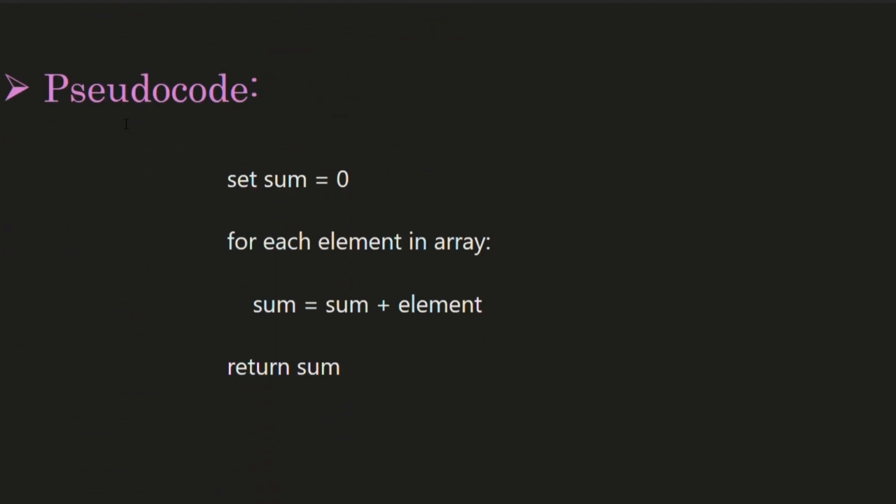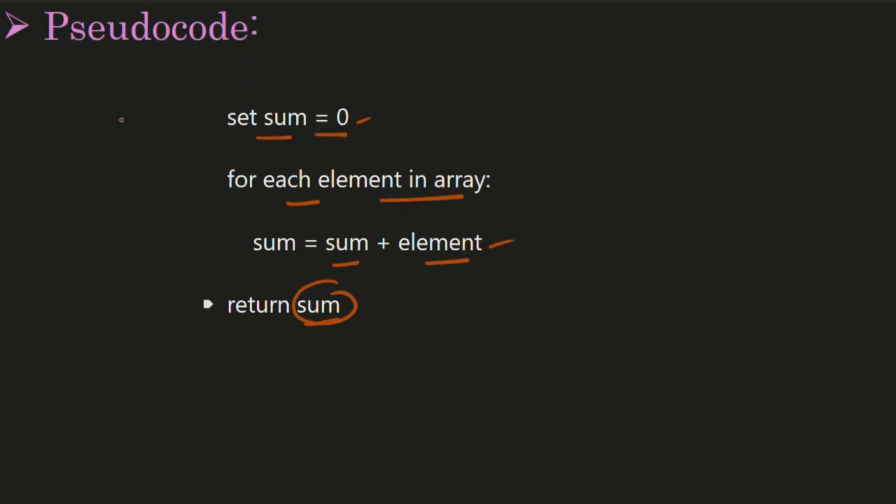Let's see the pseudocode. Set sum equals 0. For each element in array, sum equals sum plus element. Return sum. We initialize the sum as 0. Then for each number in the array, we just add it to the sum. At the end of the loop, the sum will contain the total.